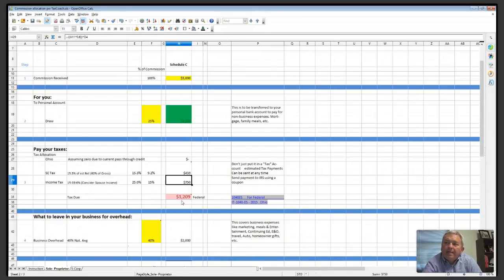So those two added together gets you to $1,209 in this case, federal tax that should be remitted for the time period, based on a month, based on a commission, based on a quarter. At least every quarter you need to send whatever this result is into the IRS. Again, I recommend you do it on a commission by commission or at least a monthly basis so the amounts are smaller.